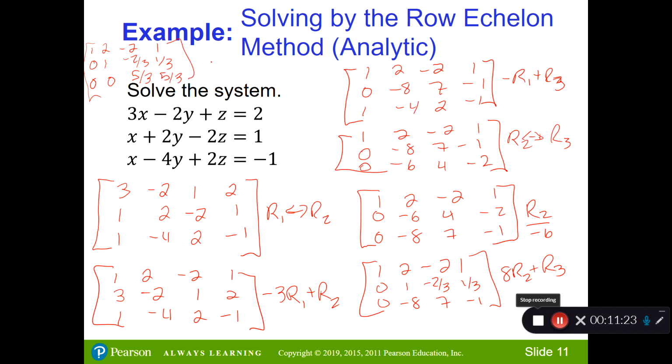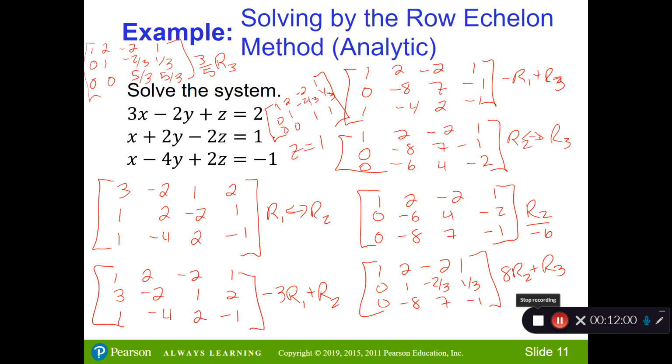So now I'm going to divide row 3 by 5/3, or equivalently multiply by 3/5. And I'm going to put that, I'm really running out of room right here. So 1, 2, -2, 1, 0, 1, -2/3, 1/3, and then 0, 0, I'm dividing by 3/5, so that would be a 1 and a 1. All right, so that tells me that 0x plus 0y plus 1z equals 1.